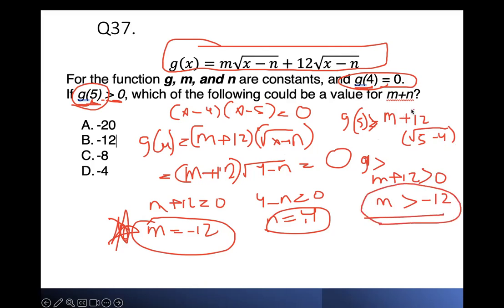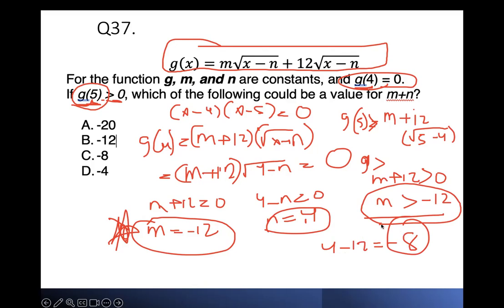m plus n should be a certain number, right? What is m? m is minus 12, and n is 4. If you add them together, you're going to get minus 8. Then you say, what should I do?